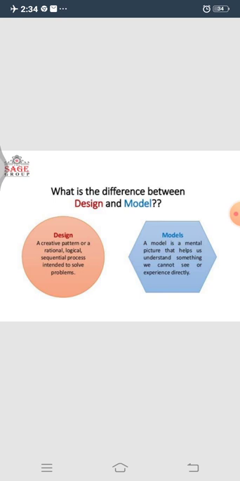By model we mean a mental picture that helps us to understand something we cannot experience directly. As in civil engineering and architecture, we have a miniature design of the actual building that we will be constructing. In the same way, in a training module also you need to have some kind of model that will tell you what the final output will look like.